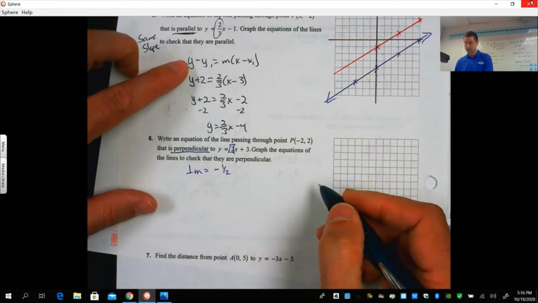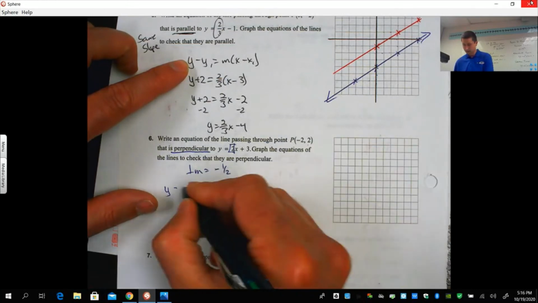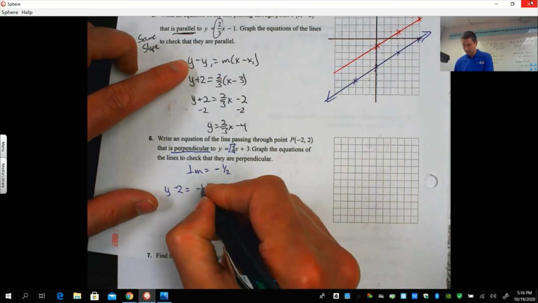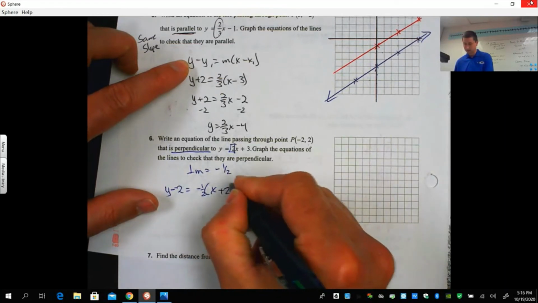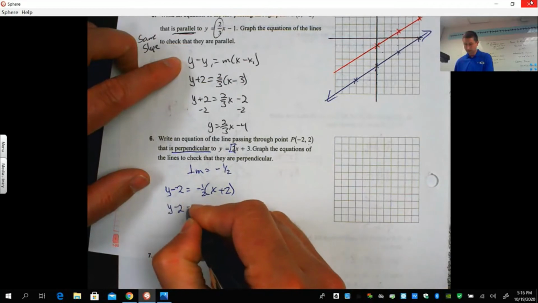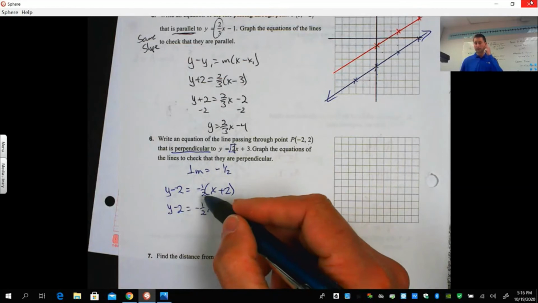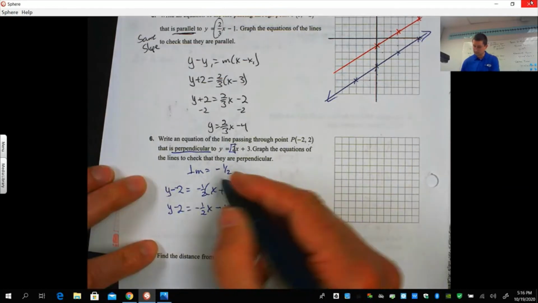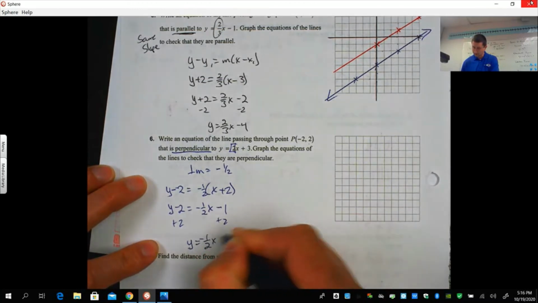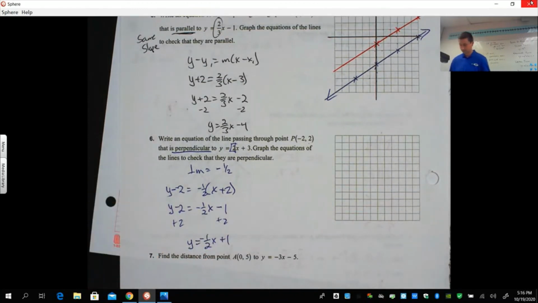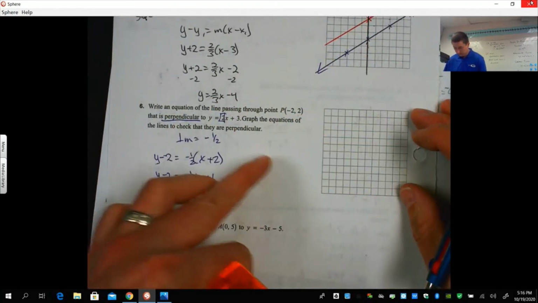So we use the same formula to set it up. Y minus y1, so y minus 2, equals negative 1/2 times x minus negative 2, so x plus 2. So y minus 2 equals negative 1/2 x minus 1. That's a negative 1/2 times a positive 2. That'd be minus 1. Add the 2 over, you get y equals negative 1/2 x plus 1. Okay, so our y-intercepts are 1 and 3.